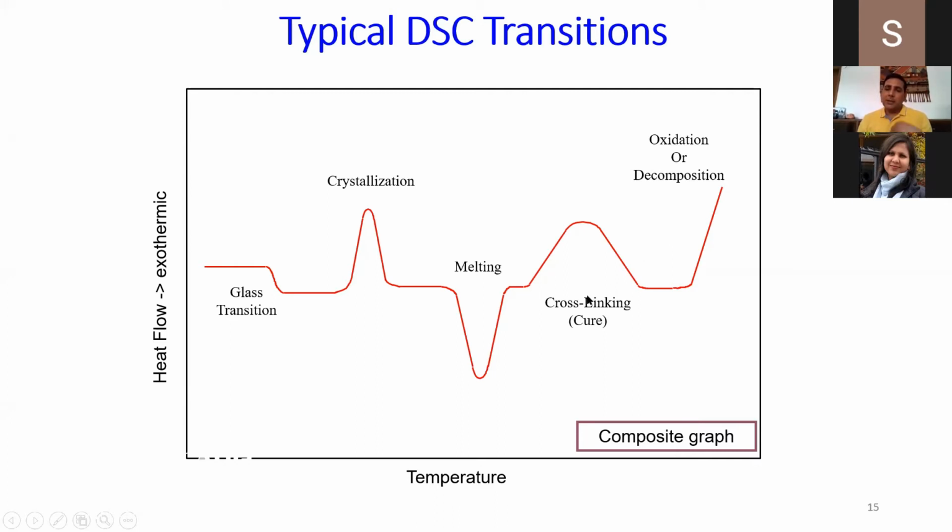Then you have a curing part, where you are giving heat to the sample, just like a polymer. It may go to the cross-linking part there, with a cross-linker. So you will get a curing process here. You can cure at a high temperature or low temperature, depending on what crystallinity you want in the sample. Then you can further heat it up, so the sample can either decompose or oxidize.